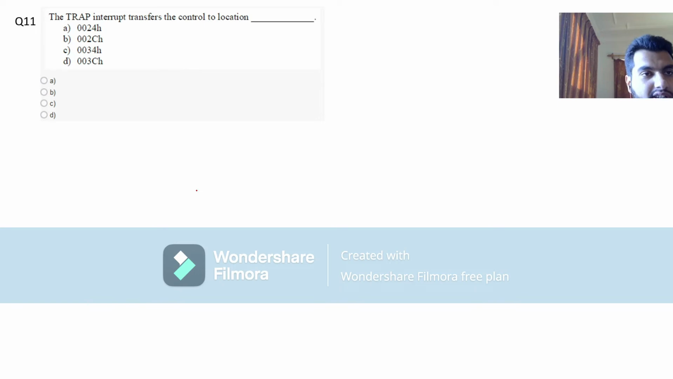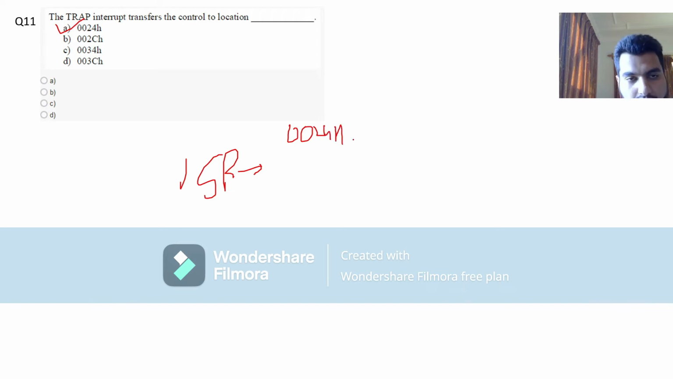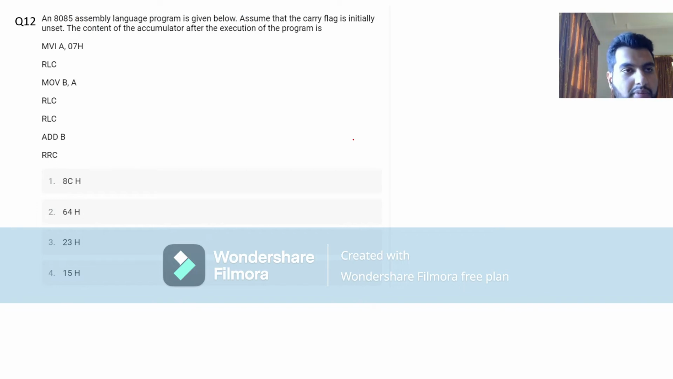So now question 11 asks us: the TRAP interrupt transfers the control to location A, 0024H; B, 002CH; C, 0034H; and option D, 003CH. So the TRAP interrupt transfers the control to location 0024H. The ISR address of this TRAP signal is simply 0024. ISR stands for interrupt service routine, and the ISR address is 0024.